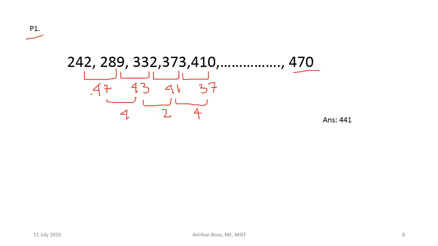So what you can do is, if you carefully observe these numbers, 47, 43, 41 and 37 are basically consecutive prime numbers in a decreasing way. Okay, so before 37, which is the prime number? Before 37 the prime number is 31. So you just add 31 because it is the next prime number in the decreasing order. So 410 plus 31, so the answer will be 441.